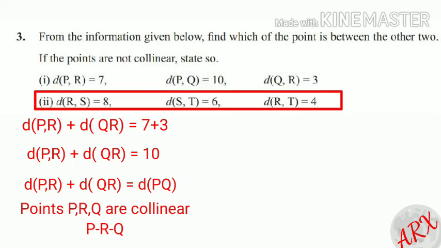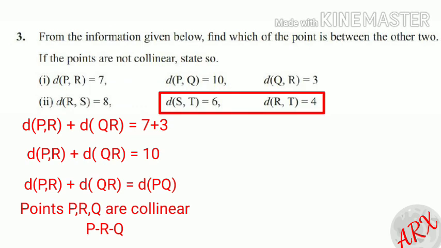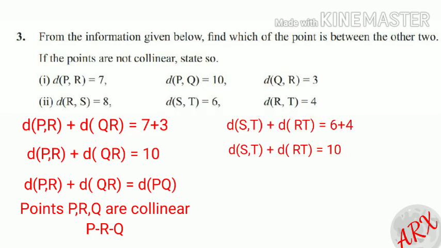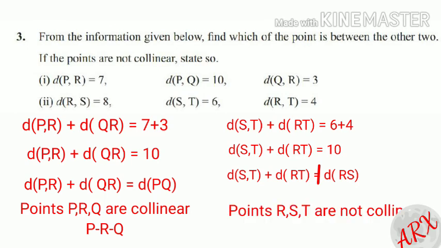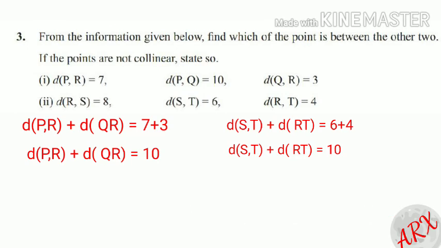Question number 2. Distance RS equal to 8, distance ST equal to 6 and distance RT equal to 4. Now out of these distances, distance ST and distance RT are small. Hence, we'll do their addition. 6 plus 4 equal to 10. But distance RS equal to 8. Hence, distance ST plus distance RT is not equal to distance RS. Hence, points R, S and T are not collinear.